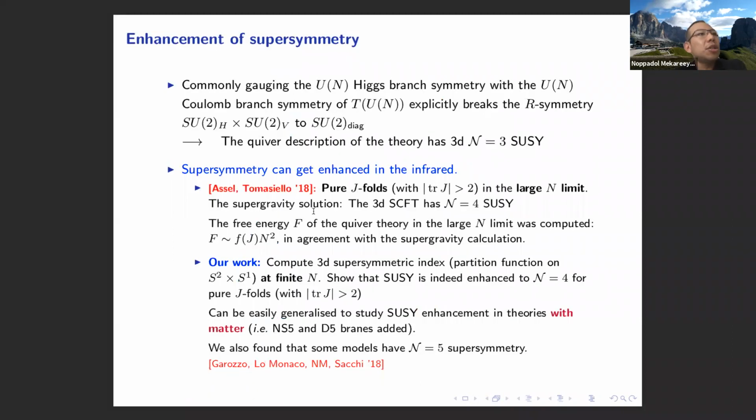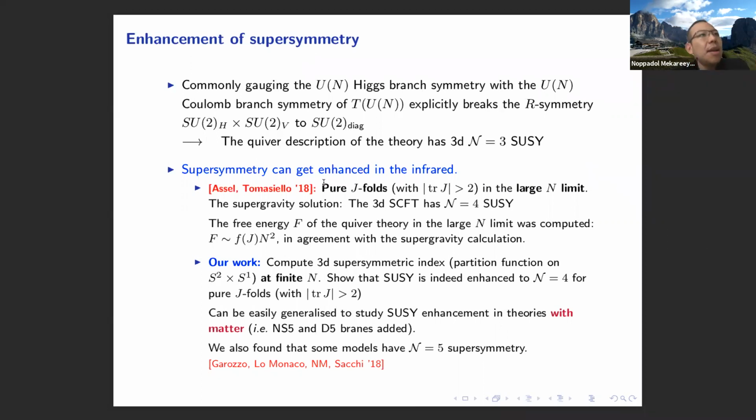Okay, so basically, commonly gauging the U(N) Higgs branch symmetry with the U(N) Coulomb branch symmetry of a T(UN) explicitly breaks the R symmetry of the N=4 theory, which is SU2 Higgs times SU2 Coulomb, to the SU2 diagonal, because you commonly gauge the symmetry. The Higgs symmetry and the Coulomb symmetry got combined into the diagonal. Because the R symmetry looks like an SO3, or SU2 diagonal, now, the quiver description should have 3D N=3 supersymmetry.